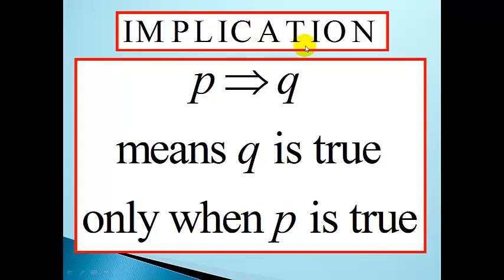Now implication. P implies Q in logical reasoning means Q is true only when P is true. P implies Q means that Q is true only when P is true.